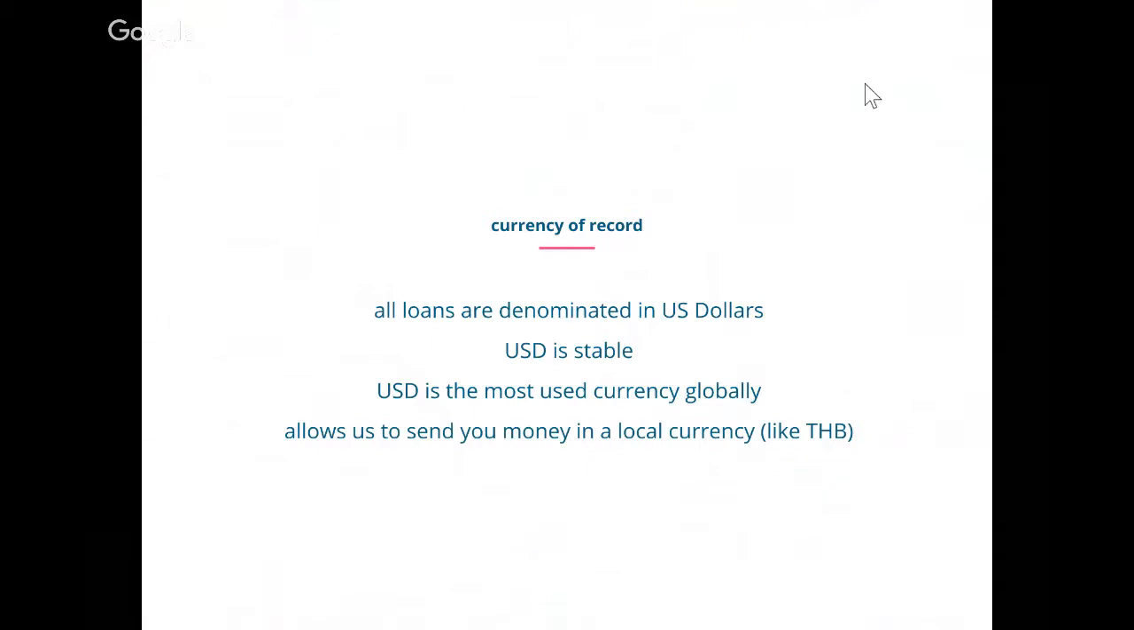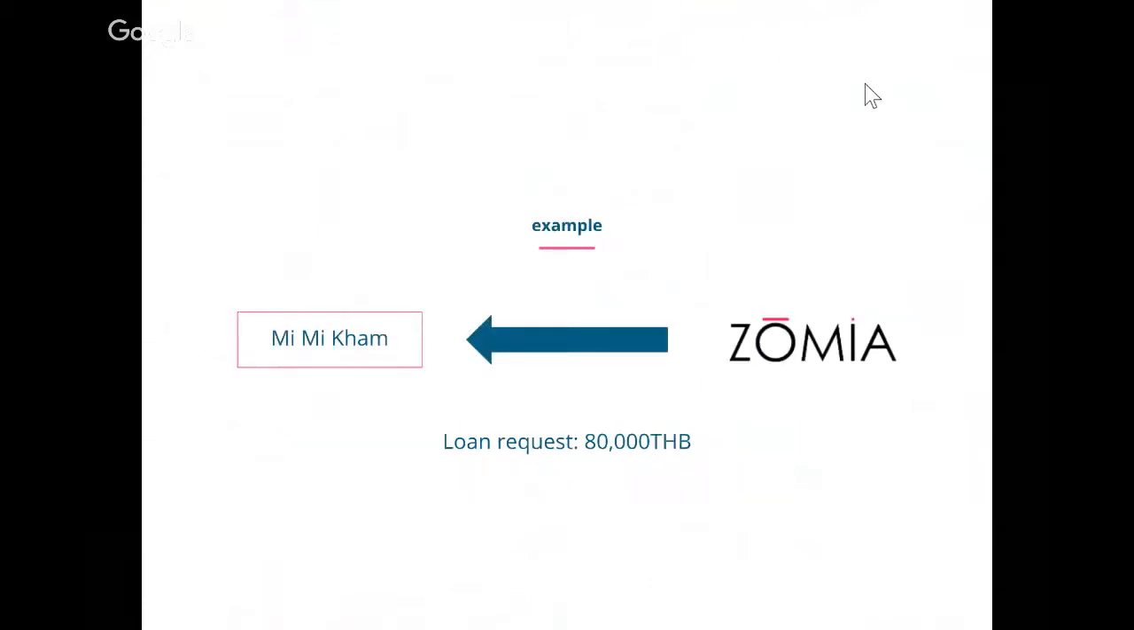We can send it in one currency, like Thai baht, and receive it in another, like Myanmar kyat. And this means because your loan is based in US dollars, you can receive and repay your loan in pretty much any currency you want. Here, let's look at an example.